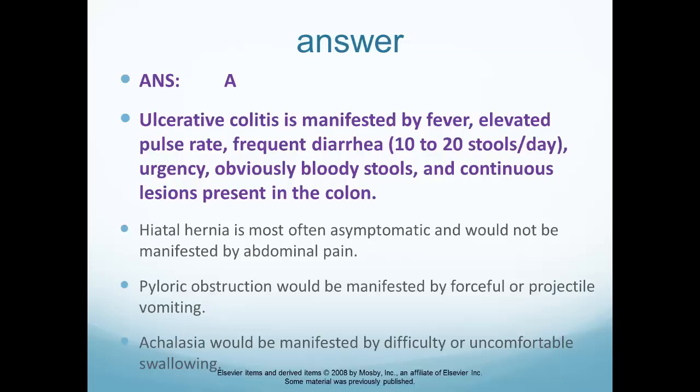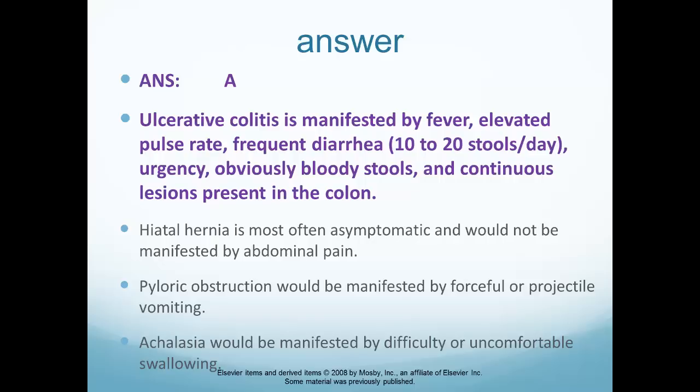Ulcerative colitis is manifested by fever, elevated pulse rate, frequent diarrhea, urgency, obvious bloody stools, and continuous lesions in the colon. Okay, well, there's a lot of things that can cause a fever. There's a lot of things that can cause an elevated pulse rate. There's a lot of things that can cause frequent diarrhea. Even just getting a flu or some kind of intestinal bug can cause diarrhea. So what is it that's specific here that's pointing toward ulcerative colitis? That one thing would be the obviously bloody stools.